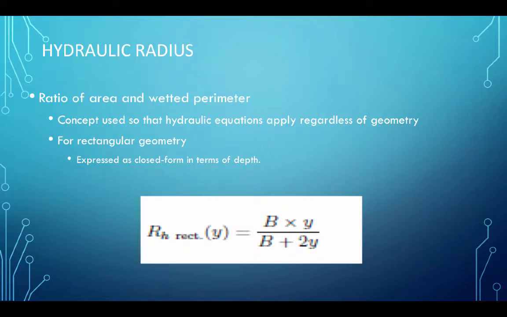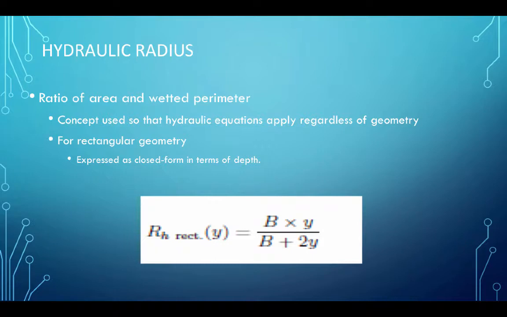The hydraulic radius is a concept that's used so the hydraulic equations can be applied regardless of geometry to one another. For rectangular geometry, the hydraulic radius can be expressed as this formula here: b times y over b plus 2y. Generally, we don't go to the trouble to express them in this way, and we often just calculate the area divided by the wetted perimeter and declare that the hydraulic radius.